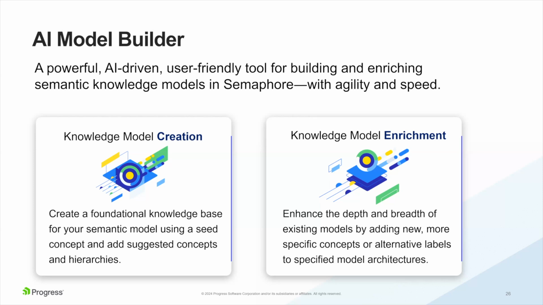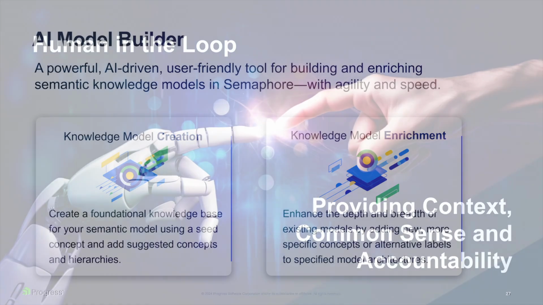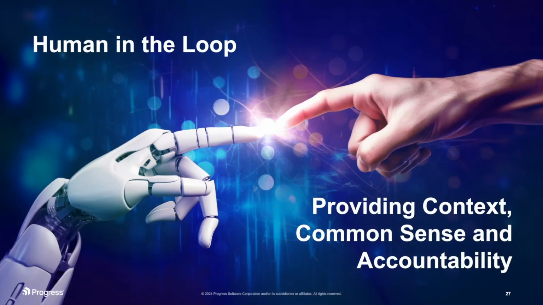Powerful AI-driven, user-friendly tool for building and enriching semantic knowledge models in Semaphore with agility and speed. So we can use it for creation and use it for enrichment. So at Progress, we think that AI is amazing, and the LLMs are phenomenal. They're going to do a lot for our industry. But we also feel that providing context, common sense, and accountability is important as well. So Semaphore allows you to do the Gen AI building, but we always keep a human in the loop. And that would be your ontologist, your curator, and potentially your SMEs can collaborate on your results and further enrich as needed to keep the human in the loop.